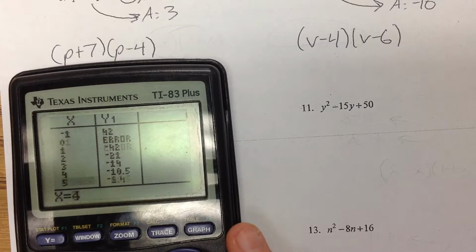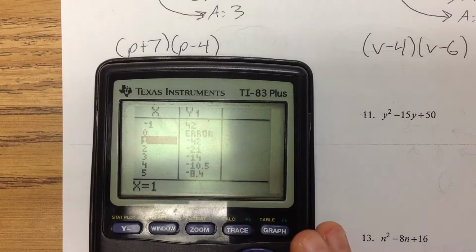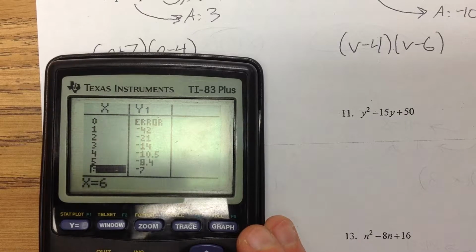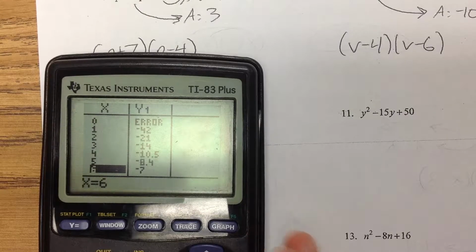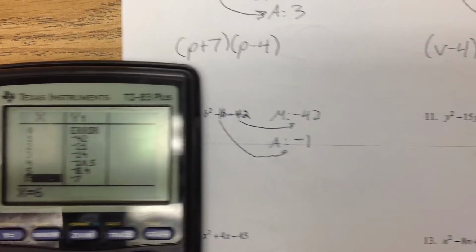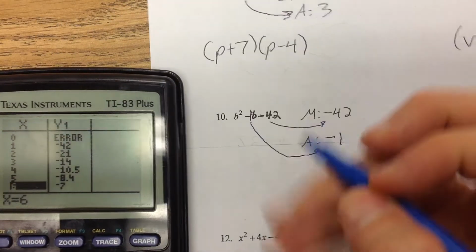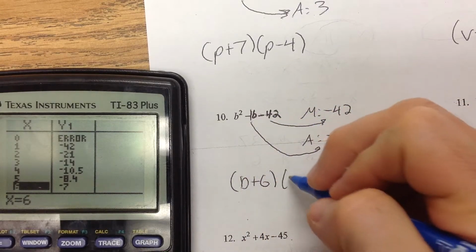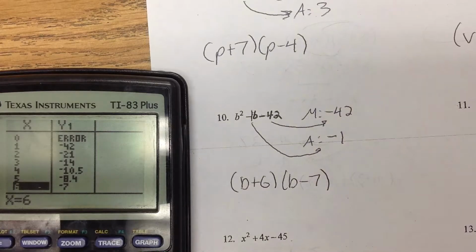And let's see here. We've got 1 minus 42. Nope. 2 minus 21. Nope. 3 minus 14. 6 minus 7, or 6 plus negative 7. Either way, that's going to give us the negative 1 that we're looking for. So this is b plus 6 and b minus 7.